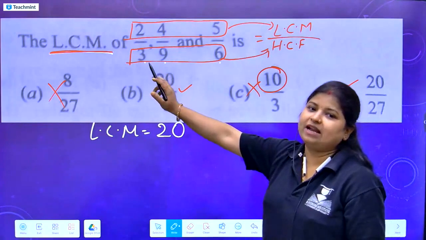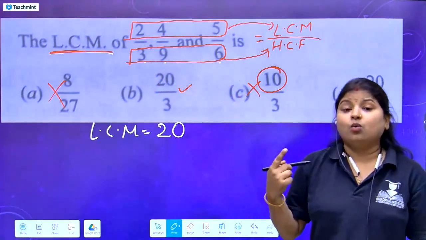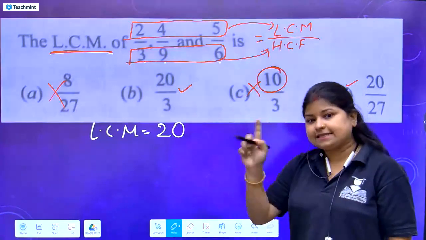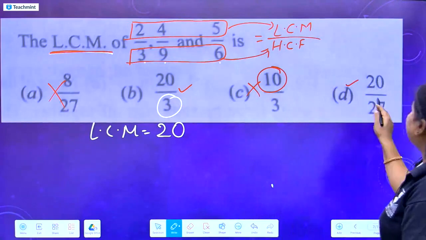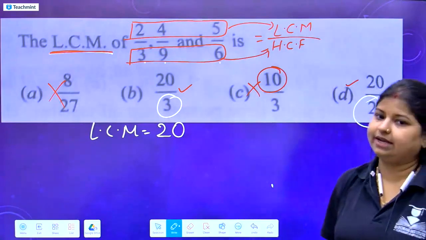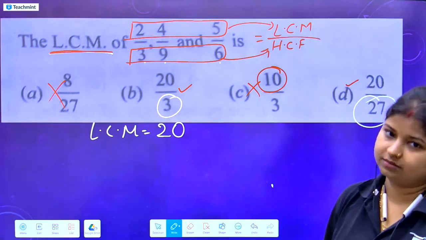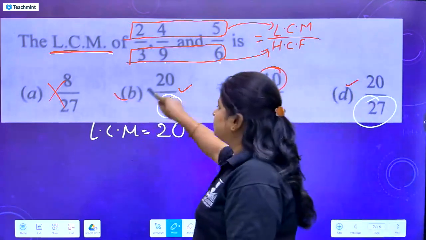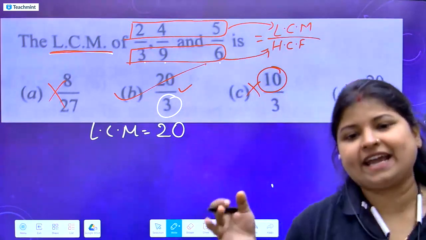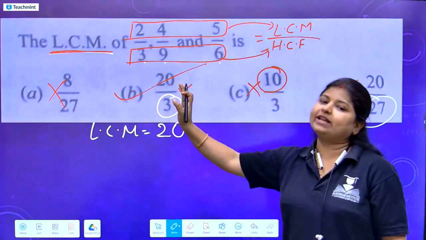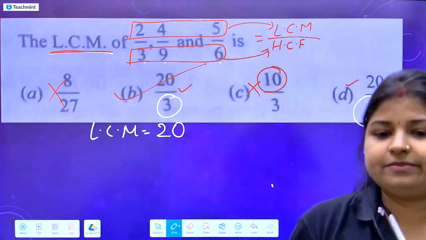So you have to calculate what? HCF of 3, 9 and 6. Which number divides 3 also, 9 also, 6 also? 3 or 27? Tell me quickly. 3, ma'am. So without doing anything, without even calculating LCM and HCF, you can get your answer 20 upon 3. Got it, everyone? Any doubts?